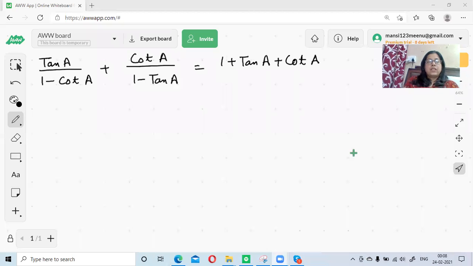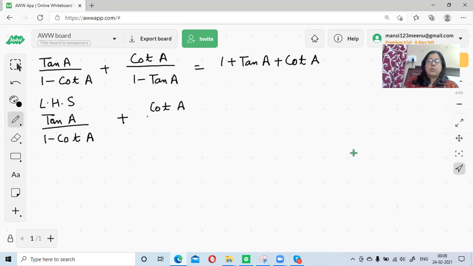Here is the question. Tangent of A upon 1 minus cot of A plus cot of A upon 1 minus tangent of A equals 1 plus tangent A plus cot of A. First, consider the left hand side. Left hand side is tangent of A upon 1 minus cot of A plus cot of A upon 1 minus tangent of A.